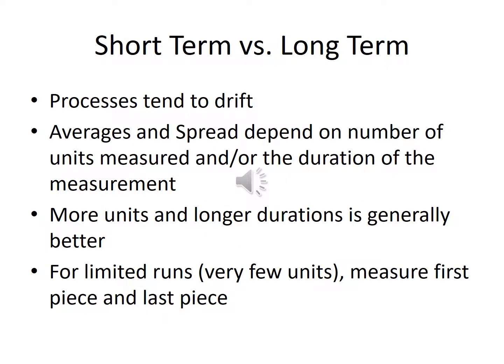They've done studies over the years, many studies, and they found that processes will drift. And usually they'll drift about 1.5 standard deviations back and forth. So you've got to follow these things with the drift. And averages and spread depend on the number of units and measures and duration of the measurements. So the longer you can measure it, the more data you have, of course, the better. For limited runs, with very few, what we do is we measure the first piece, if that's the spec, and the last piece, if that's the spec, we just assume the others are still in spec. That's for very small units.